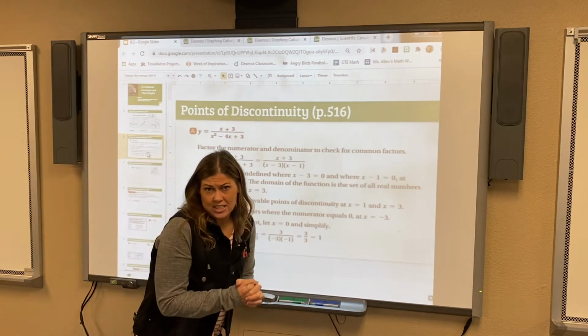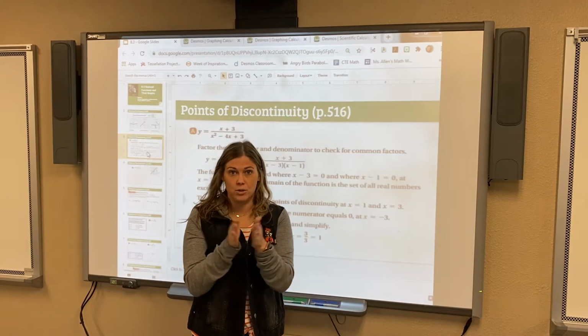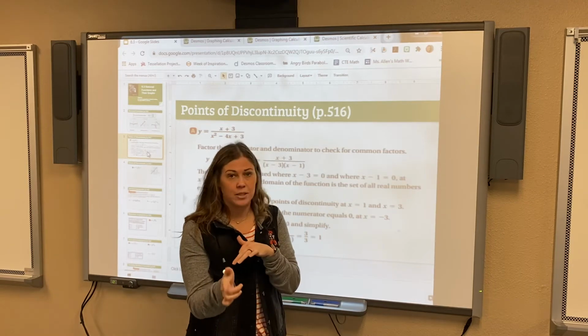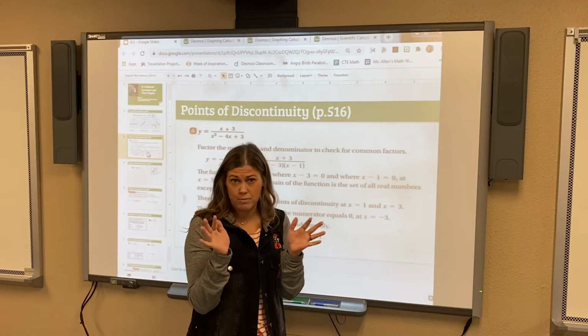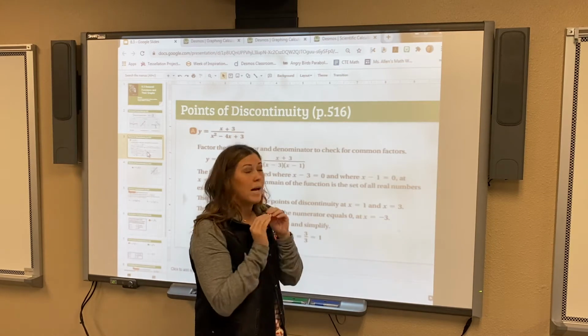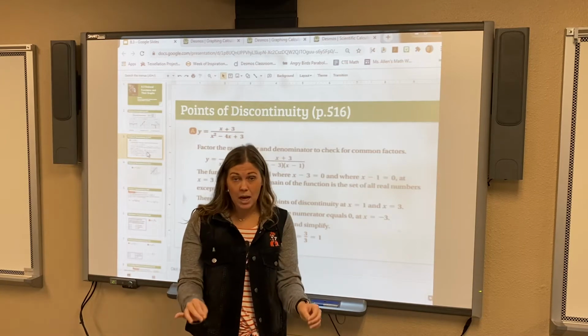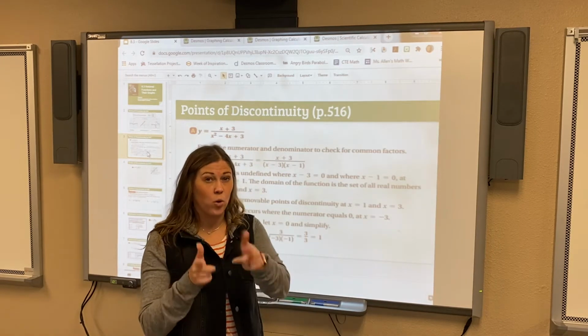Points of discontinuity are where your graph is discontinuous. You cannot have 0 in the denominator. It's illegal. In your spare time, ask Siri what 0 divided by 0 is. She tells you this long story about the Cookie Monster, and it's real funny. But you cannot have 0 in the denominator. Keep that in mind, because that's how we're going to find our vertical asymptotes and or holes.